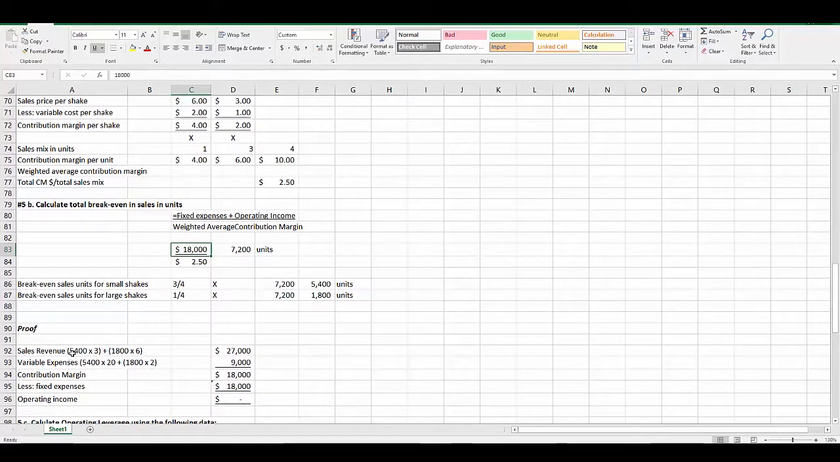So the sales revenue for break even, you're going to sell 5,400 of the small shakes, and their price is $3 each. And then we're going to sell 1,800 of the large, and their price is $6 each, which would give us 27,000. Variable expenses, we just use the same information that we had before, so that comes to 9,000. Contribution margin is 18,000 less your fixed expenses. Operating income of 0. So that ends the proof demonstration.